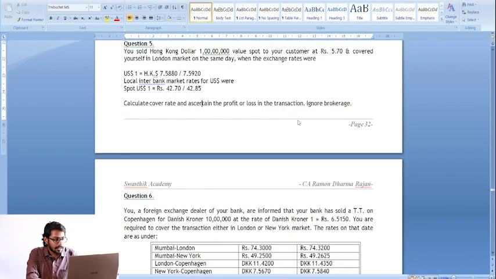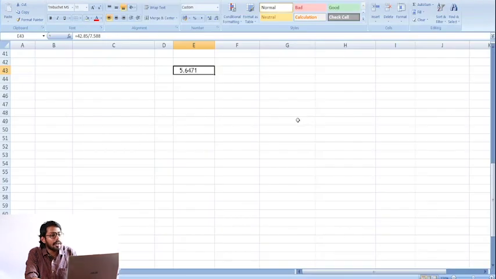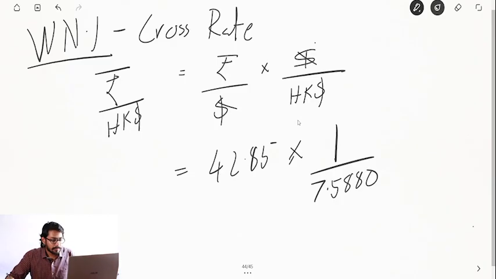Part 2 of the question. Ascertain the profit or loss in the transaction. What is the transaction over here? You sold Hong Kong dollar at rupees 5.70, and now you have bought at the cover rate of rupees 5.647 per Hong Kong dollar. What is the profit or loss in the transaction? Let's check it out.